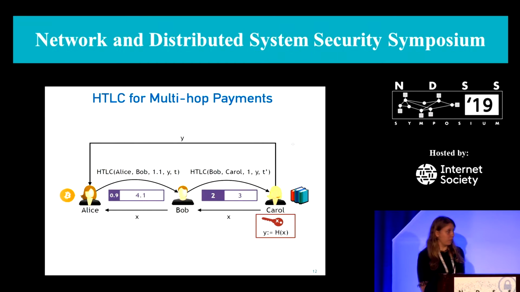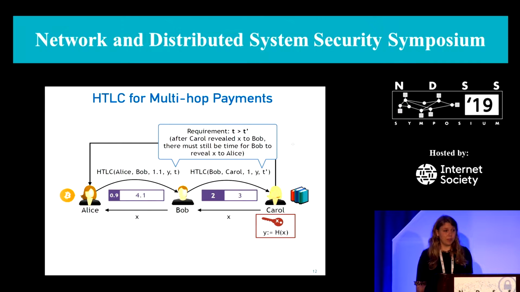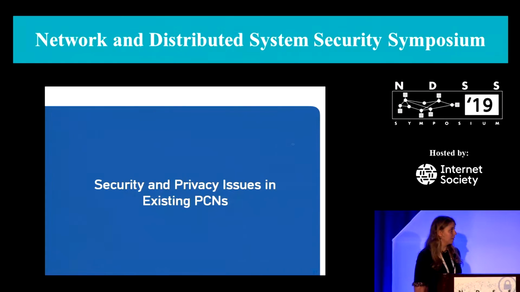And here it's very important that we are a bit careful with the times. That's the reason why we introduced these timeouts: the timeouts need to decrease so that after Bob learned the secret from Carol, Bob still has enough time to claim his money from Alice, so that he's not losing anything.